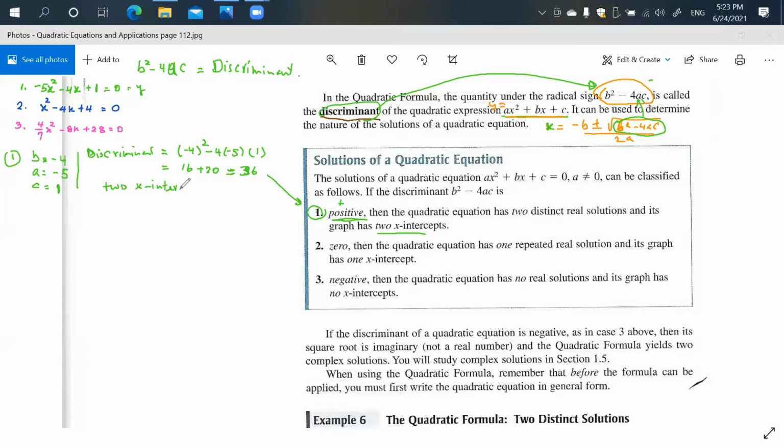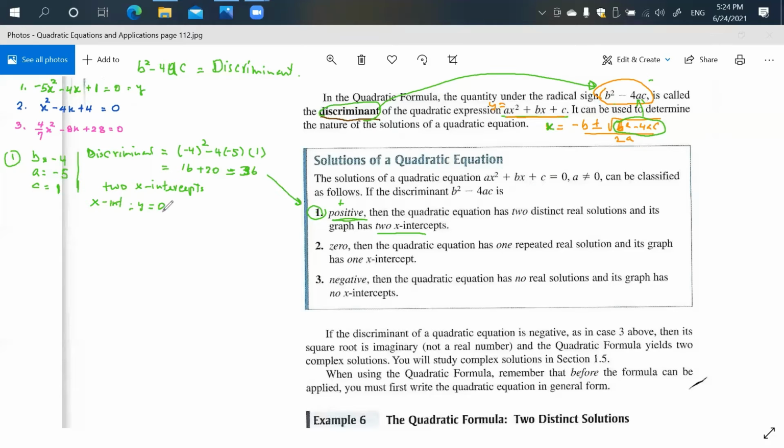Domain. To find where the two x-intercepts are, you have to set this equal to 0, right? X-intercept, you remember how to get the x-intercept: y equals 0, correct? So you set y equal to 0, and then you solve for x.